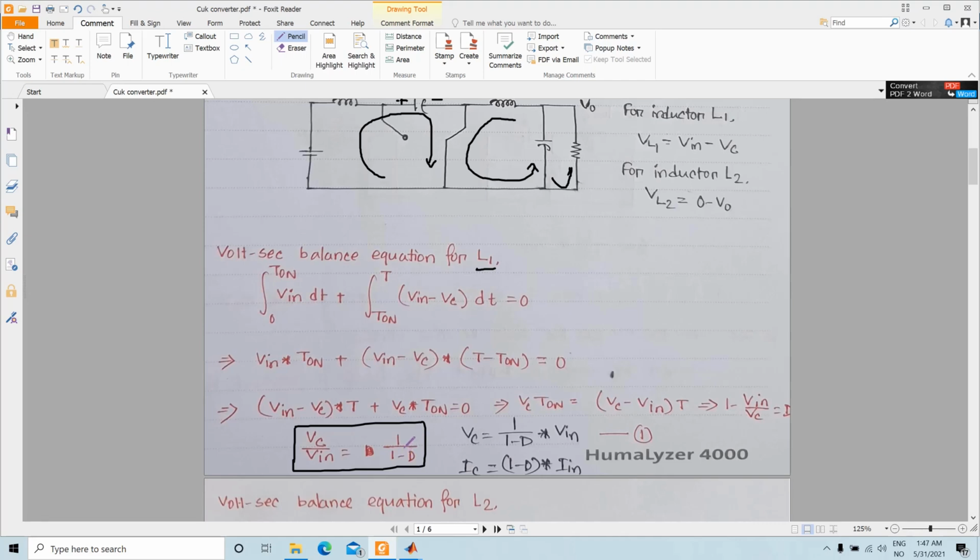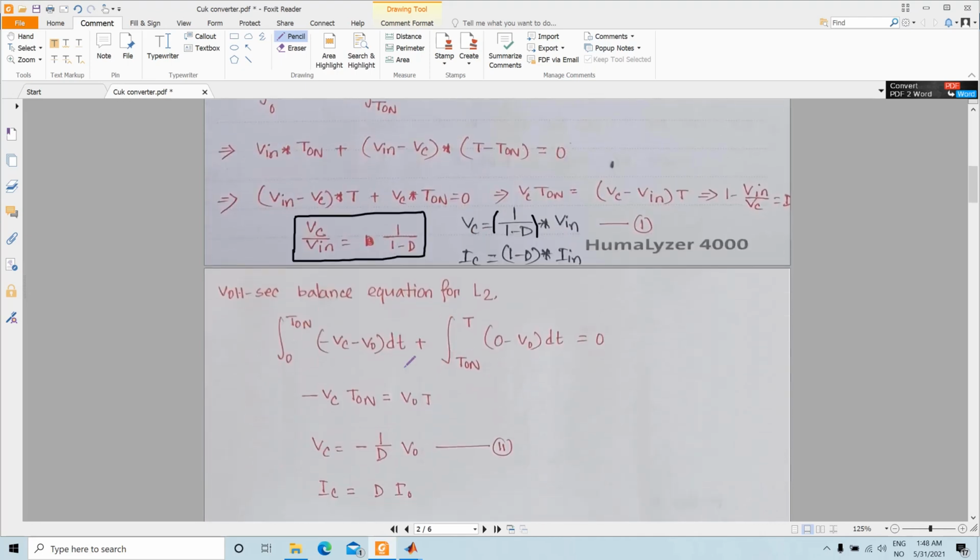Now once you know the relationship of the voltage, you can write the relationship of the current. That should be the opposite of the coefficient that you are multiplying here. So the inverse of it is 1 minus d. So IC is basically 1 minus d multiplied by I in. So you have a relationship between Vc and IC with respect to the input voltage and current.